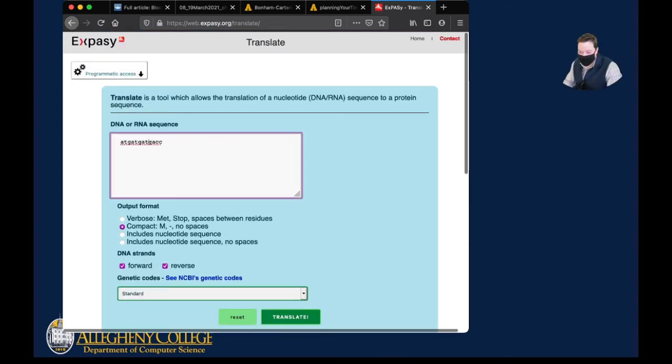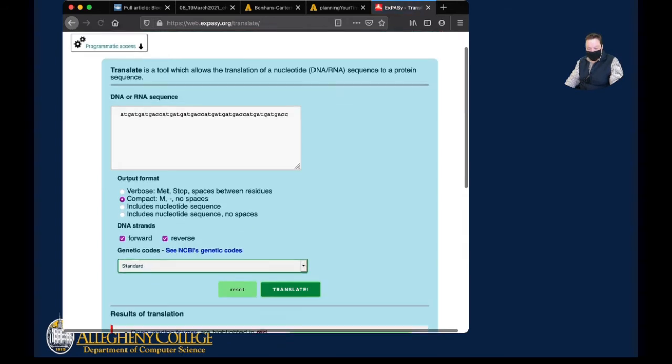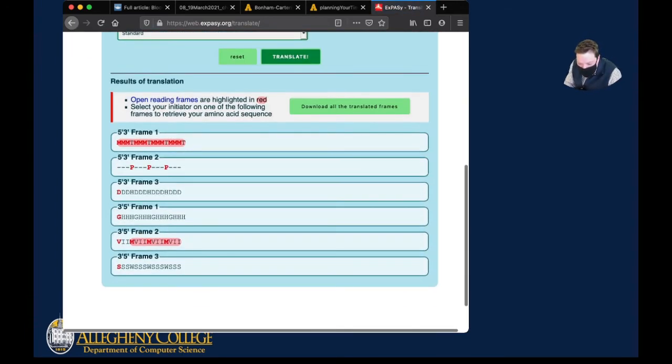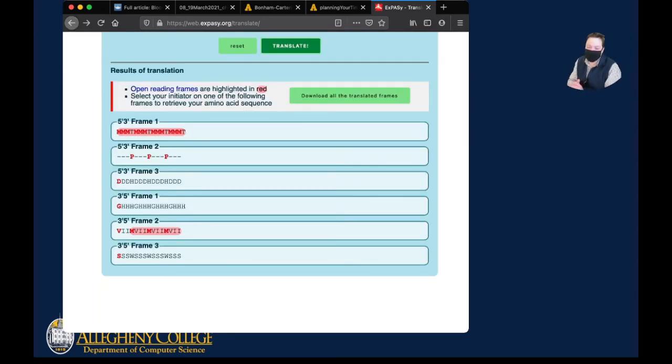In fact, let me just copy this a couple of times here, make it a bit longer and see what we get. The translation: you can see that my protein should have been this, where I have all these MMTs.